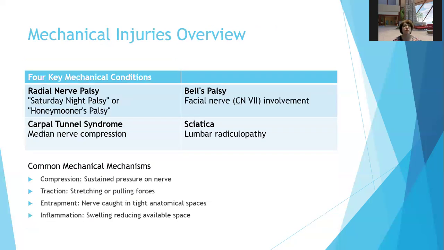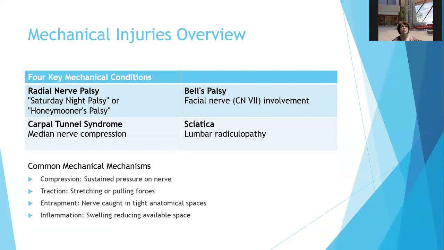Mechanical injuries can involve compression, traction, entrapment, or inflammation. So the four key conditions that are considered mechanical, there are other ones, of course, but these are the ones you see more often: radial nerve palsy, carpal tunnel syndrome, Bell's palsy, and sciatica.